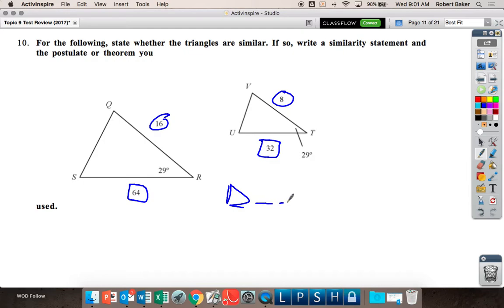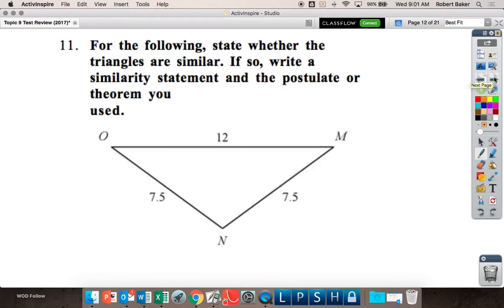This triangle is similar to this triangle, if the proportions check out.